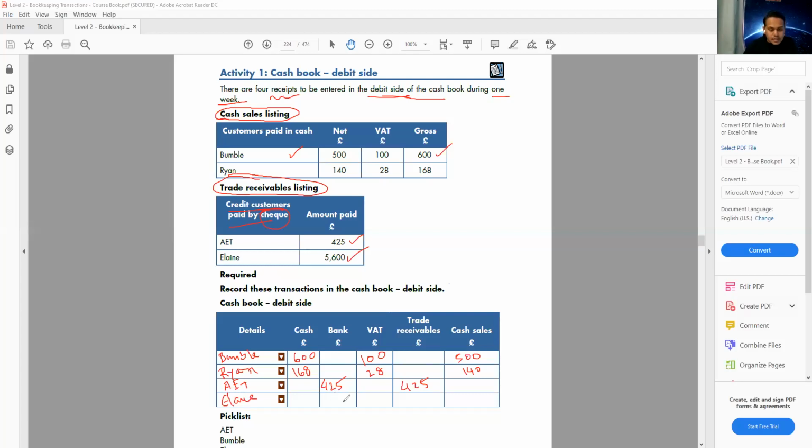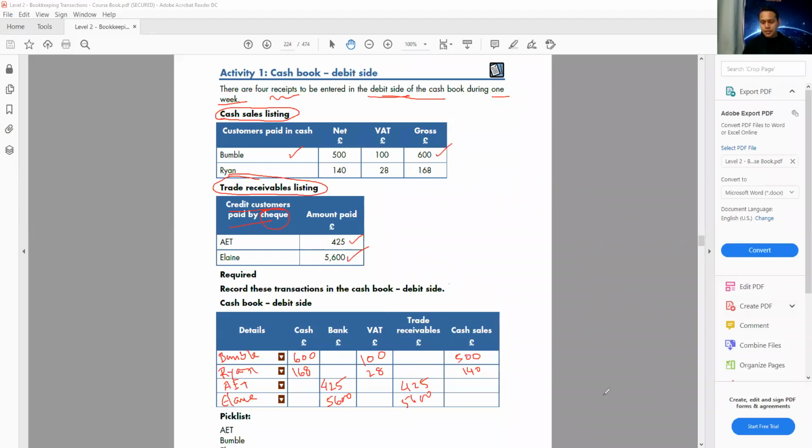5,600, same thing on the bank, and all the money for my business, no VAT. That's all for our cash book debit side. So if you are the person in charge of updating the cash book, that's how you can keep your cash book up to date on the debit side. But there are a lot of examples left. We're going to do everything. Hopefully it will be very, very clear.